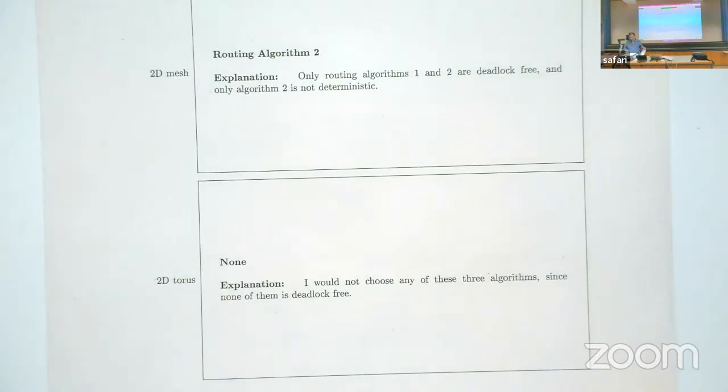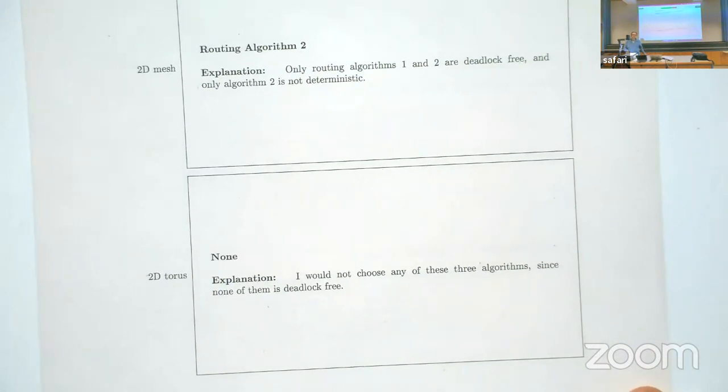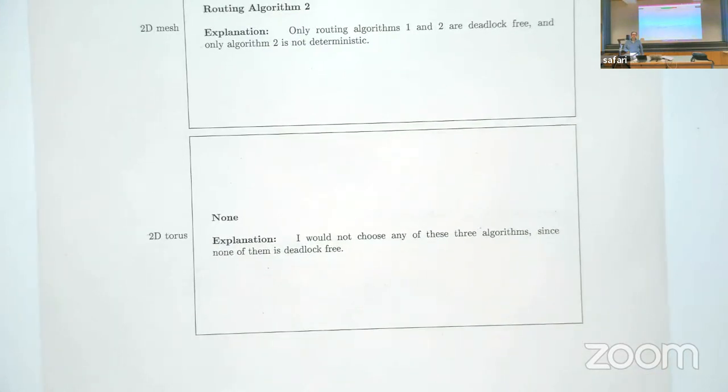And for the Torus network, basically none of them, because none of them are deadlock free. I guess in Professor Mutlu's lecture, you learned that one of the jobs of virtual channels is also to avoid deadlock. So we can add virtual channels to the network and break the deadlock cycle.